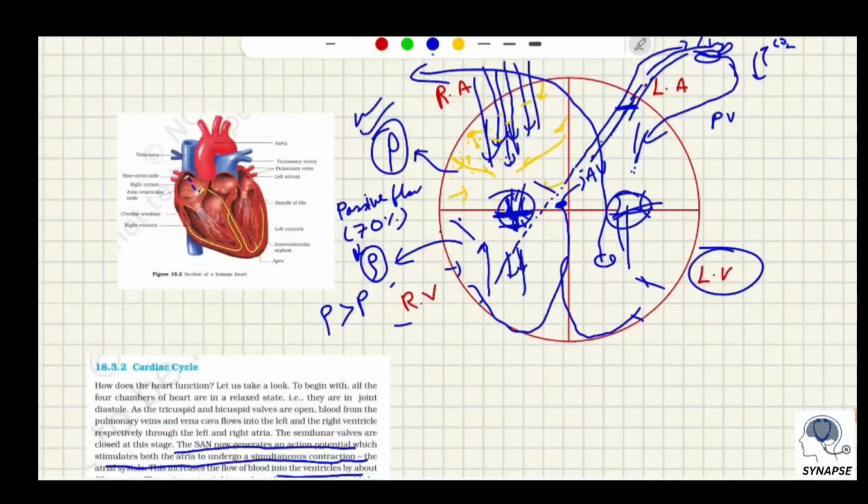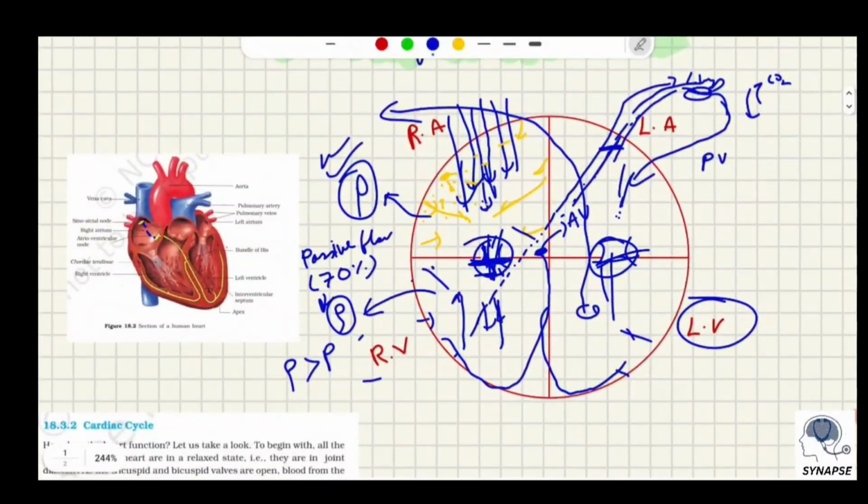So here we can see there are two circulations occurring. There is a pulmonary circulation involving the pulmonary artery and pulmonary veins, and there is a systemic circulation through the aorta and systemic arteries and systemic veins, again returning to the superior vena cava and inferior vena cava. The thing continues and continues. This is the cardiac cycle actually.